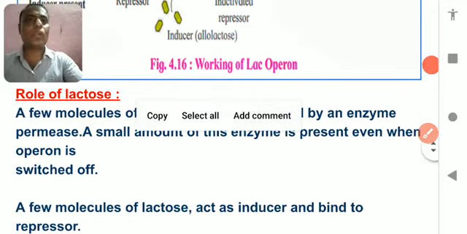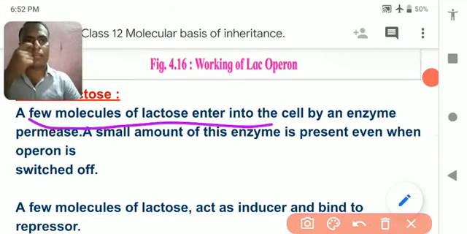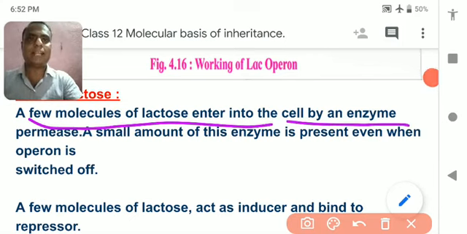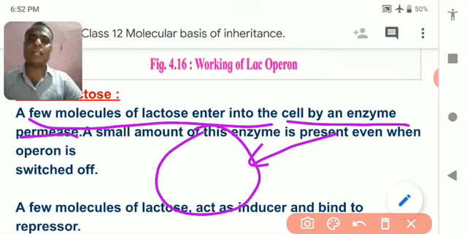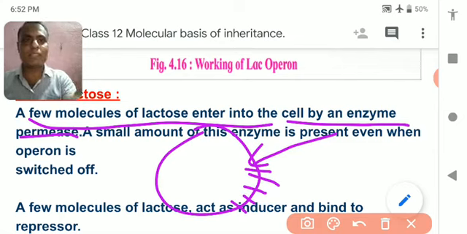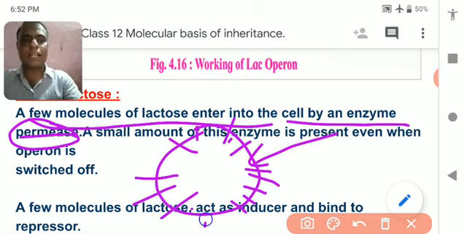Next, the role of lactose. What is the role of lactose? A few molecules of lactose enter into the cell by an enzyme, permease. Suppose there is a cell, so how can the lactose enter? Lactose enters with the help of a certain protein present in the cell membrane, and the name of the protein is permease. There is a small amount of permease present in the cell membrane that allows the lactose to enter into the cell or cytoplasm.